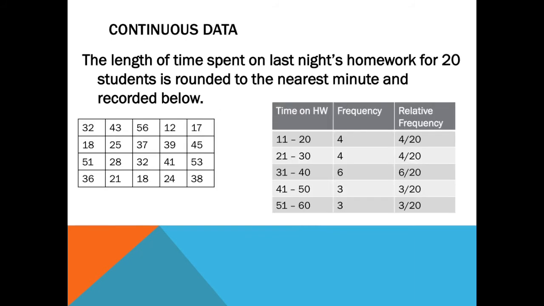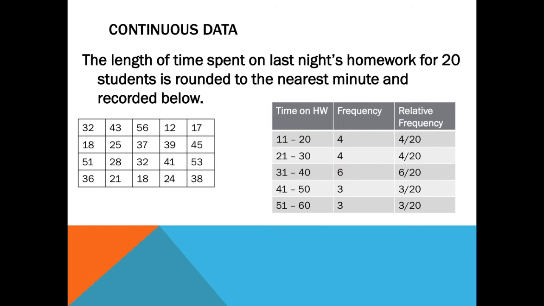Alright, so when we set up a category, again, we want to make sure we incorporate all of our values. So I have 11 to 20 as our first category, going all the way to 51 to 60. Again, it's important to note that the categories all have the same ranges. And then we're going to note how many times somebody spent that much time on their homework. So we had 4 people that spent between 11 and 20, 4 people that spent between 21 and 30 minutes, 6 people that spent between 31 and 40 minutes, and so on.